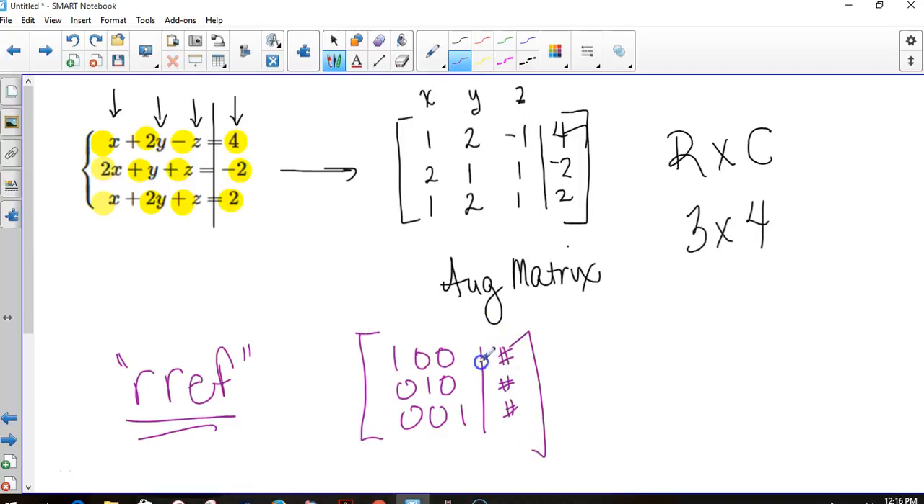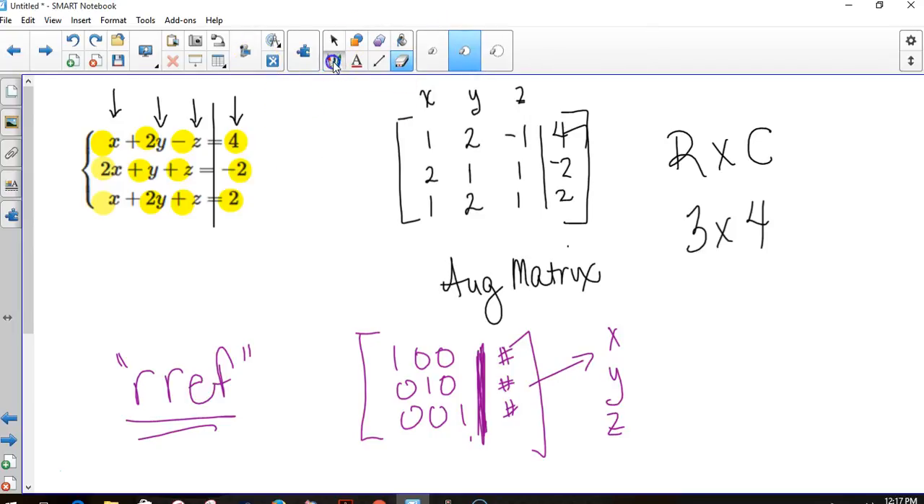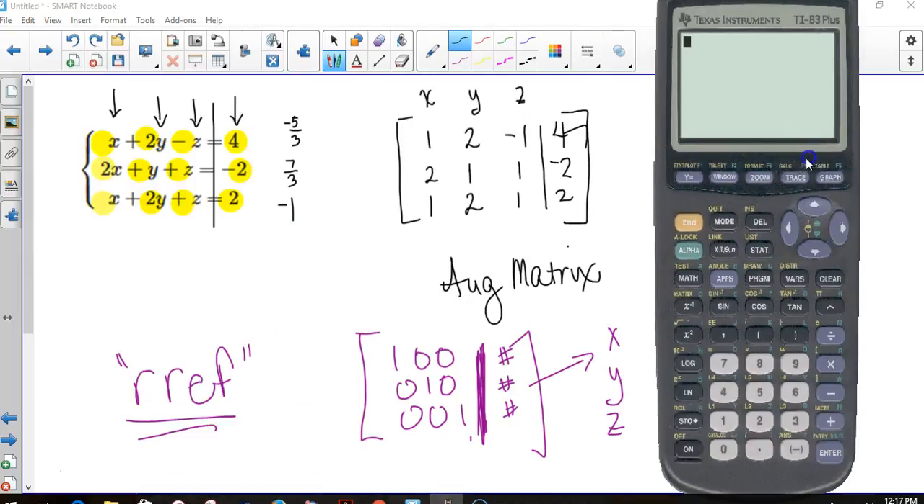Now, it's not going to draw in this line. So you have to just know that the square off to the left, see how it's a 3 by 3? That has to be in row reduced echelon form. If it looks like this, then you have your answers over here. So we had solutions that were negative 5/3, 7/3, and -1, I think. So now let's see if our calculator does that for us.